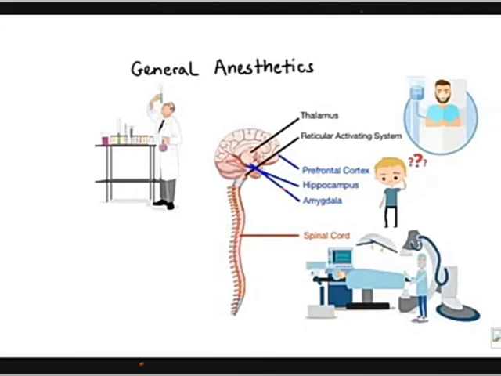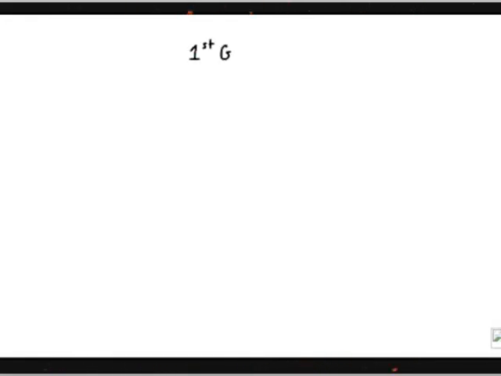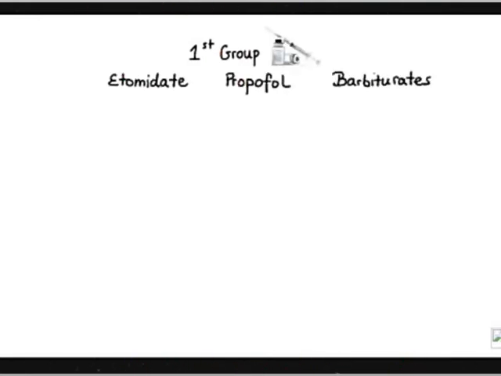Now, at the molecular level, things get a little bit more complicated. So to make it simple, we can divide general anesthetics into 3 groups based on their relative abilities to produce unconsciousness, immobility, and analgesia. The first group consists of intravenous agents: etomidate, propofol, and barbiturates. These drugs are much more potent at producing unconsciousness rather than immobility or analgesia, and they are commonly used in the induction phase. Their effects appear to be mediated by a subset of gamma-aminobutyric acid type A receptors, GABA-A for short.